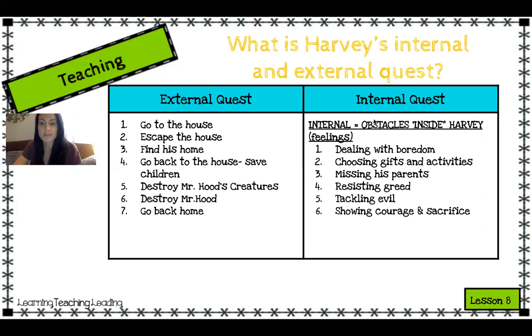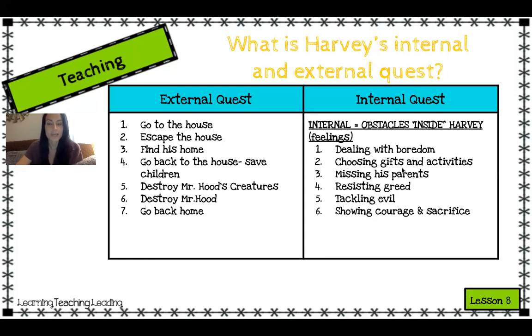Internal quests, like I said before, are obstacles inside, more so your feelings, okay? So dealing with boredom, choosing gifts and activities, right? He struggled with wanting to choose things and getting things and then not really being sure if it was real or not, and not understanding that he was just getting all these gifts and they came out of nowhere. Missing his parents, resisting greed, tackling evil, and showing courage and sacrifice.